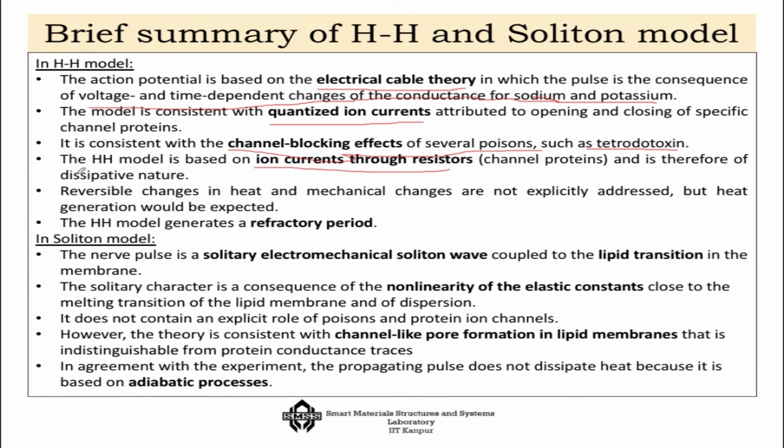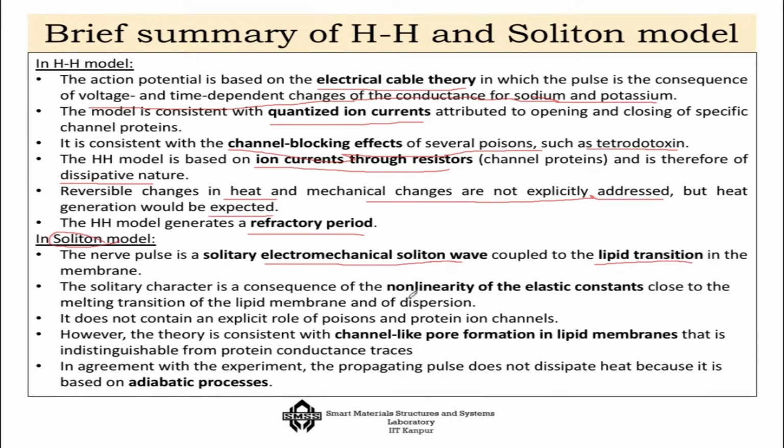This model is based on ion currents through resistors. That's a problem because it is therefore dissipative in nature. The reversible changes in heat and mechanical changes are not explicitly addressed, but heat generation would be expected. But why the heat is reabsorbed is not explained. And the model generates a refractory period. On the other hand, for the soliton model, which is a newer model, the nerve impulse is considered to be an outcome of an electromechanical soliton wave that is coupled to the lipid transition in the membrane.